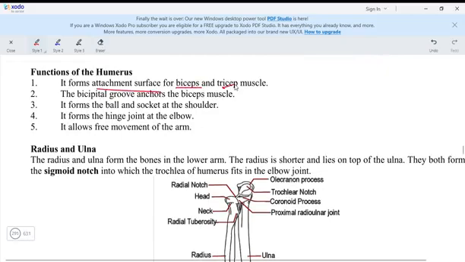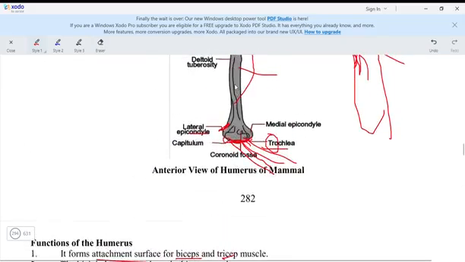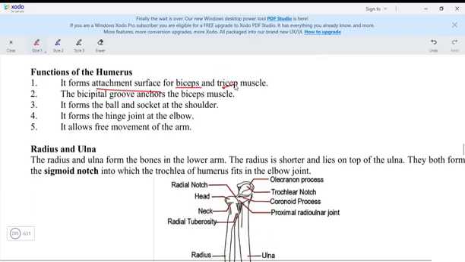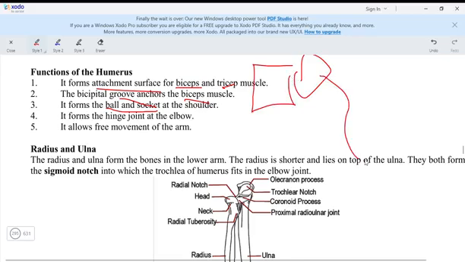So then the functions of that humerus, that's the upper arm, is for attachment surface for bicep and tricep. It means muscles are attached to this bone you are seeing here to lift anything. Then the bicipital groove anchors the bicep muscle. It forms the ball and socket. It means immediately you join the humerus to the glenoid cavity, you have the ball and socket joint. That means the joint that can rotate 360 degrees. It can also form hinge joints at the elbow.